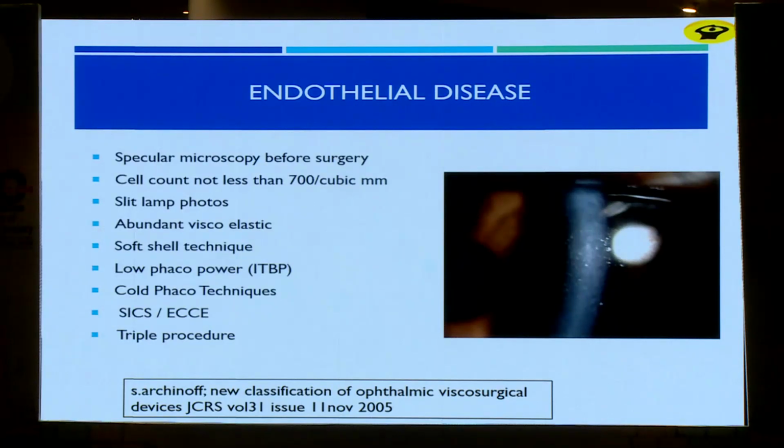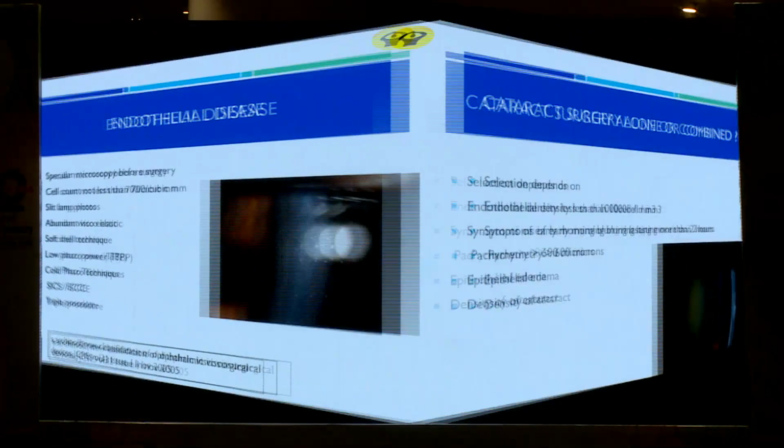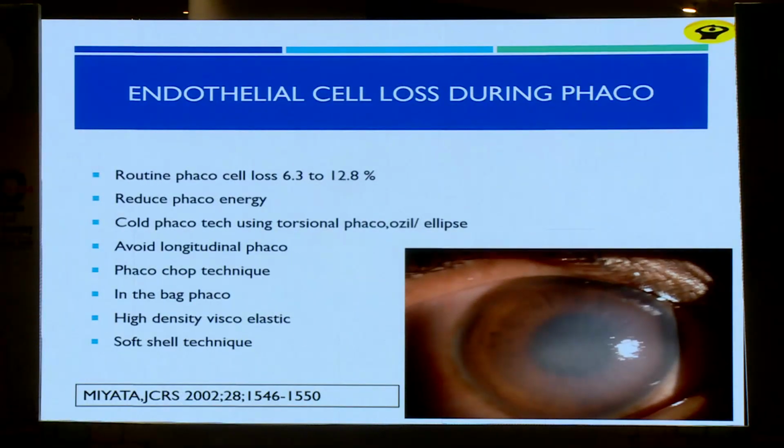I have a case of SICS which I'll be showing you, where the best thing is after SICS the cornea is still clear. Whether you want to do it combined or alone depends upon the endothelial cell loss, because we all know that during phaco there is a cell loss of around 6% to 12%. So even if you try to reduce the phaco energy, or you do the back phaco, or use the phaco and the Ozel technique, you will still have endothelial cell loss, is what we say finally.